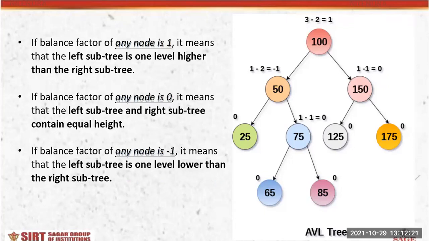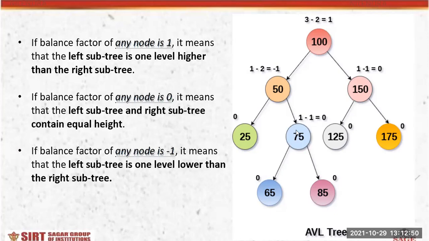Now we can see this in an example. If the balance factor of a node is 1, it means the left subtree is one level higher than the right subtree. Now we can take a simpler example. Here you can see the balance factor of a node is 0. That means the left subtree and the right subtree have equal height.